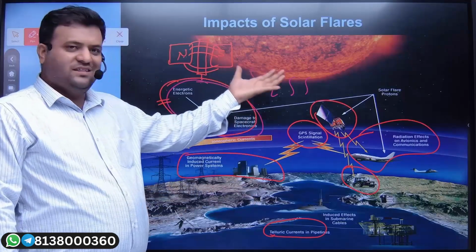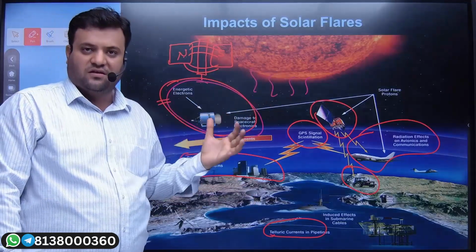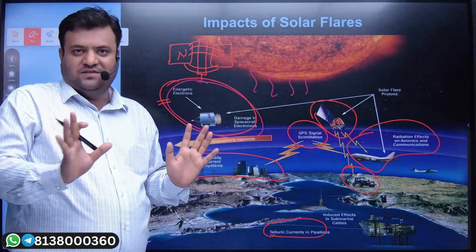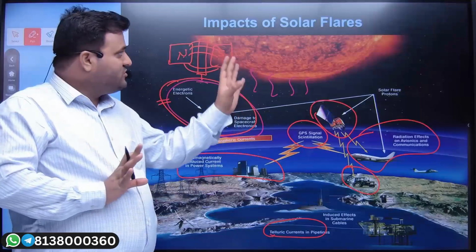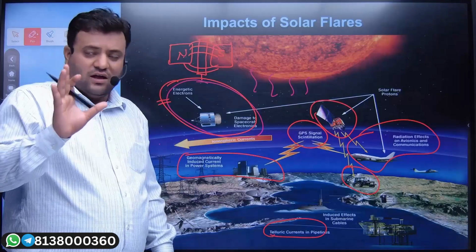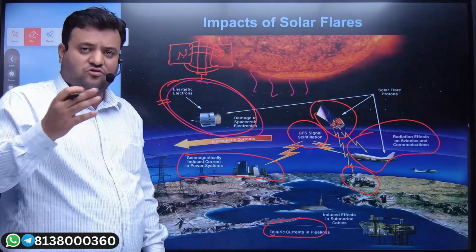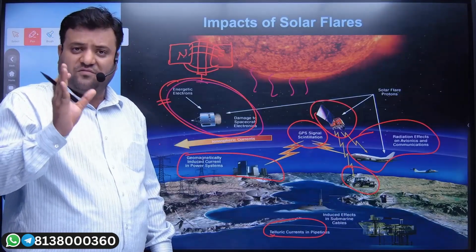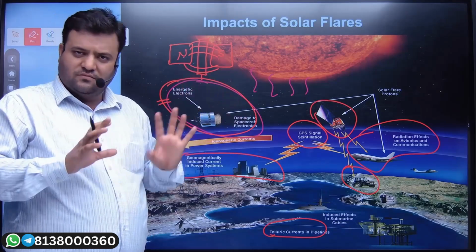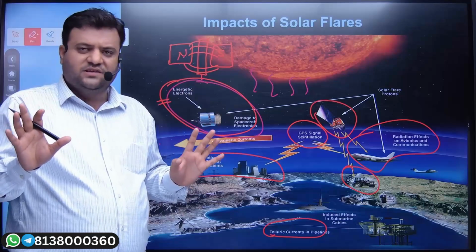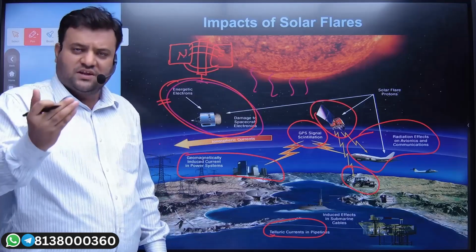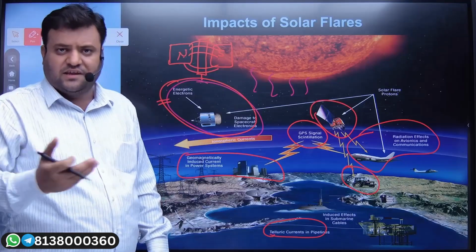Now we talk about the solar flare in terms of space weather, that is, whether the space weather is stable or not. So if there is a solar flare or a solar storm, we say that the space weather is unstable. If the solar flare is not present, then we will say that the celestial weather, or the cosmos weather, or the space weather, is stable.